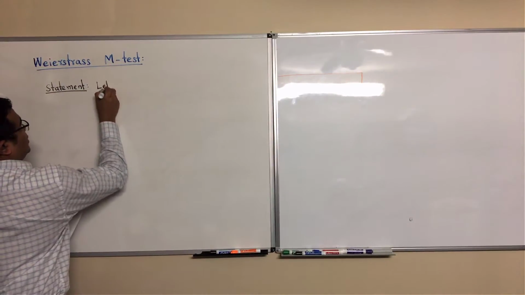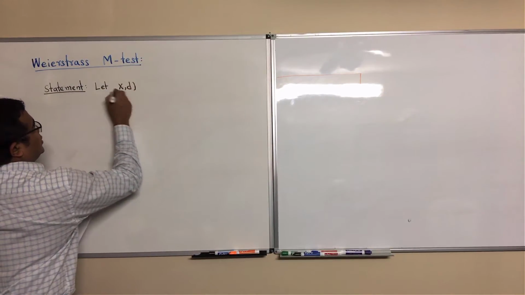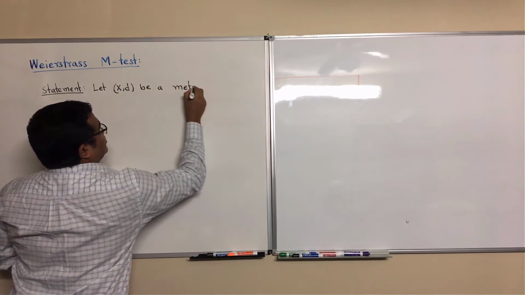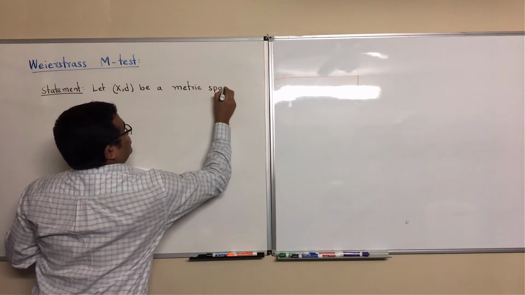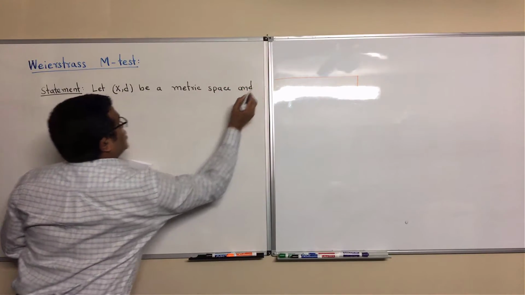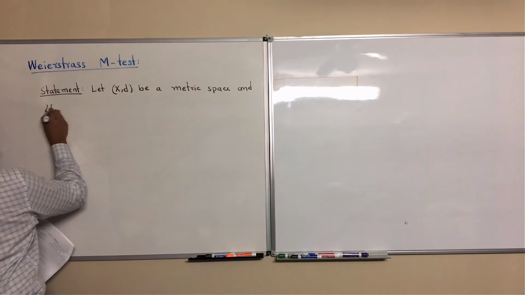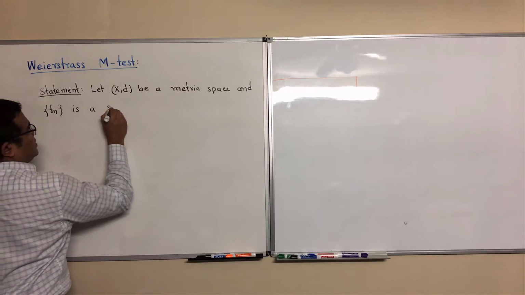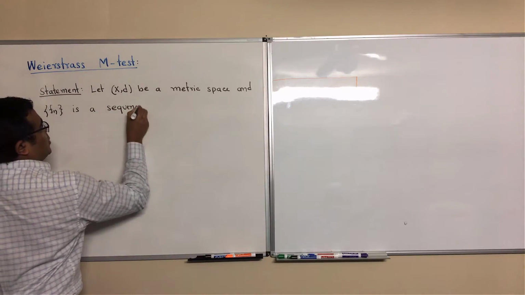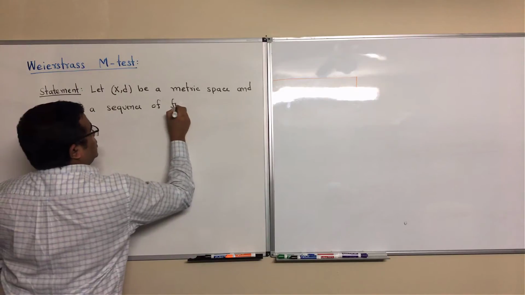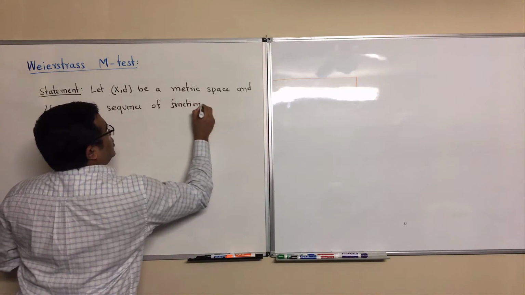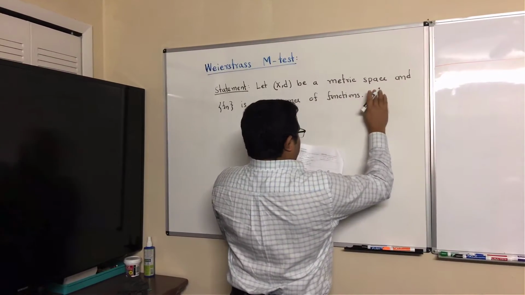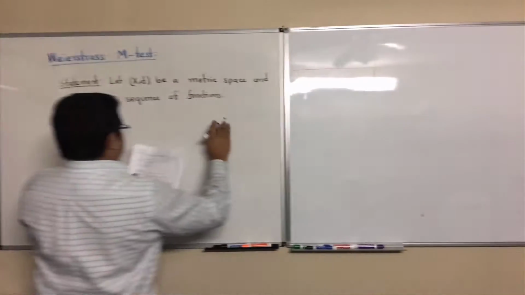let (X, d) be a metric space and f_n is a sequence of functions defined on X.